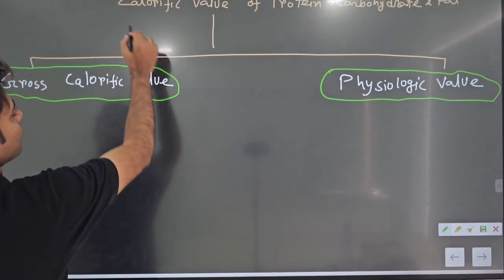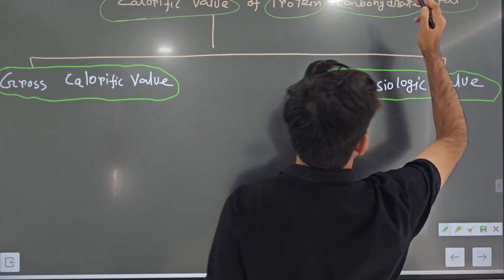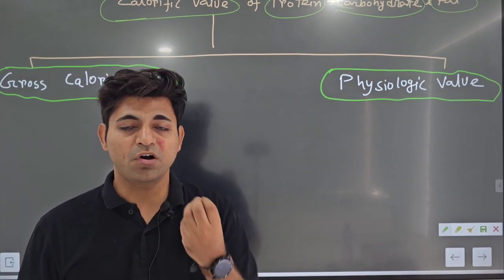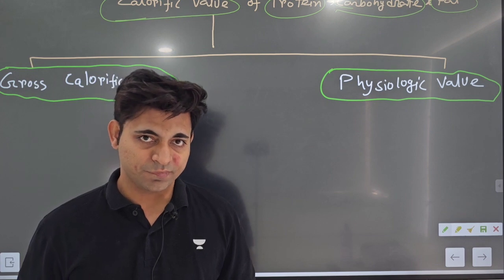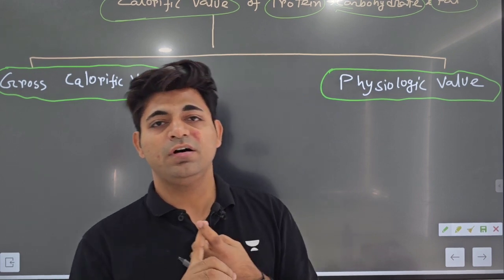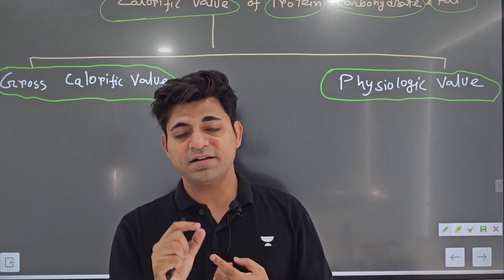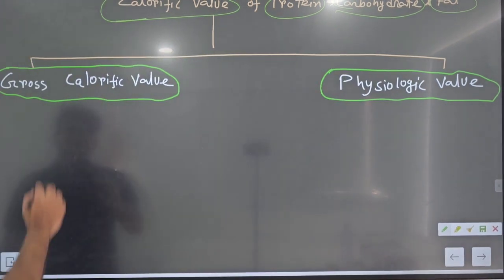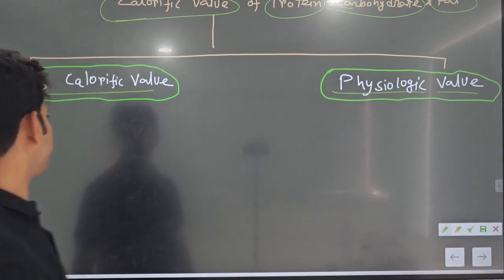Here we'll see what is the calorific value of carbohydrate, protein and fat. When you take 1 gram of protein, carbohydrate and fat, and you burn or oxidize them, the energy released or produced by them is called their calorific value. What is a calorie? If you want to increase the temperature of 1 gram of water by 1 degree Celsius at standard pressure, then that value is called 1 calorie. So what is the gross calorific value and the physiologic or biologic value of proteins, carbohydrate and fat?